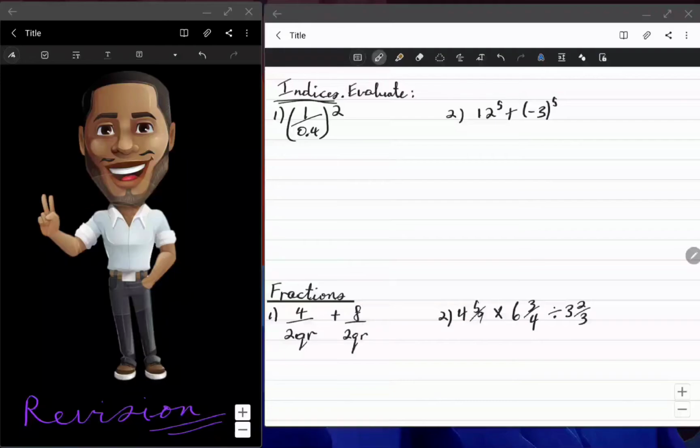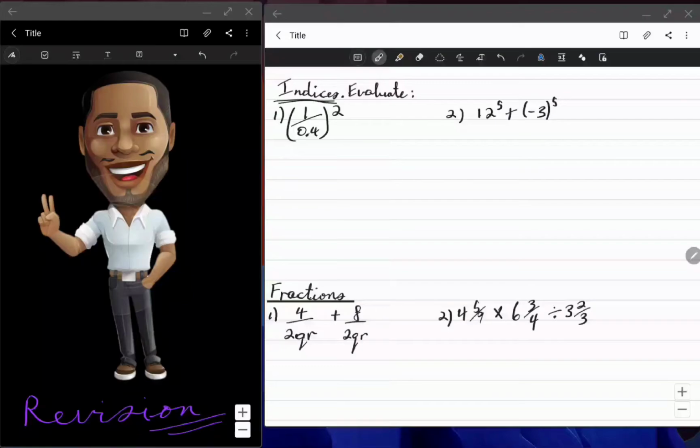Let's do this. First question, we'll be looking at indices and we're going to evaluate 1 over 0.4 in brackets, and then we have all of that to the power of 2. So 1 over 0.4 to the power of 2. Alright. So first things first.